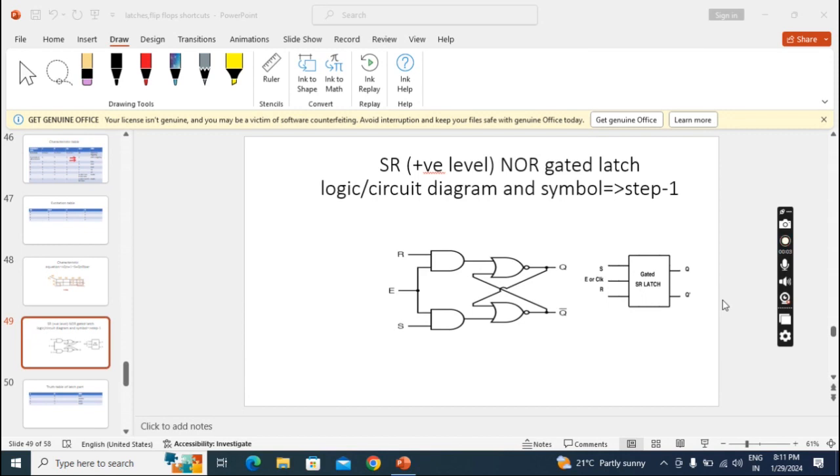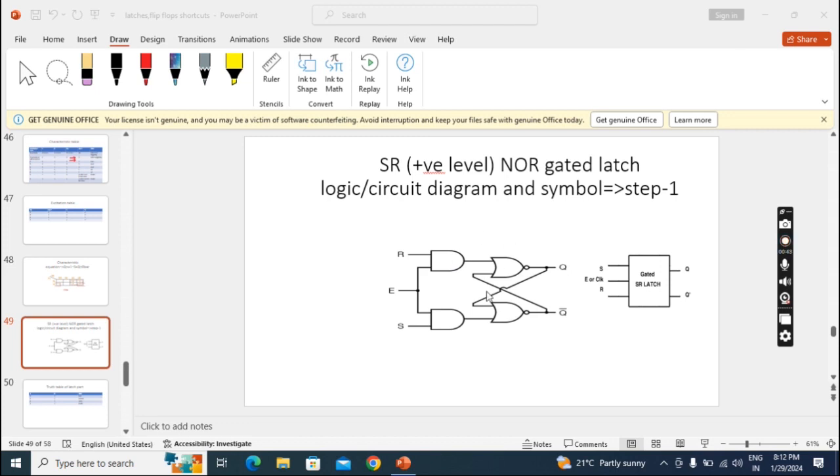In this lecture, I will explain both positive level and negative level SR NOR gated latches, separately. First we will discuss positive level. Why did the name NOR latch come? Because the latch part is NOR. If the latch part is NAND, it will become a NAND latch. Why gated? Because to that latch, some driving or gating part is attached at the input side.